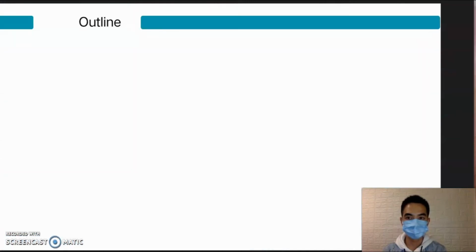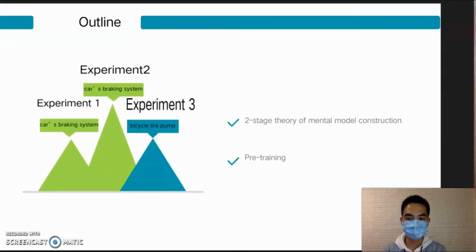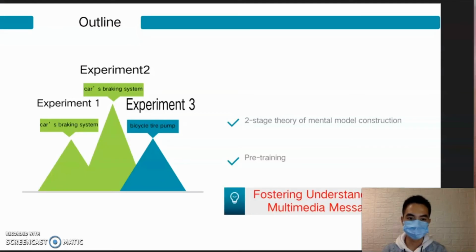I will describe it from several points: two-stage theory of mental model construction, pre-training, 3 experiments, and the result.